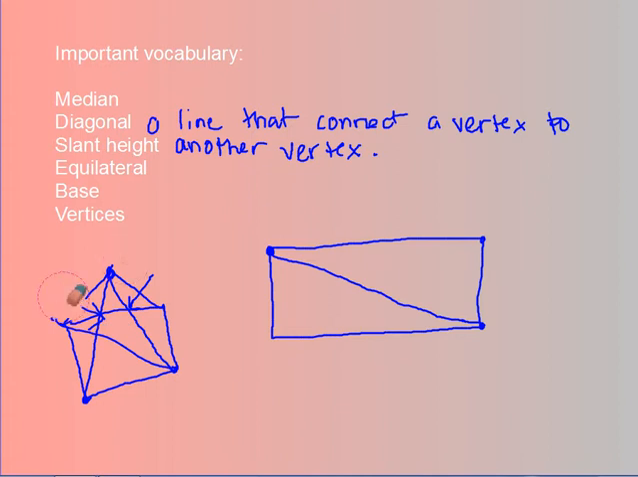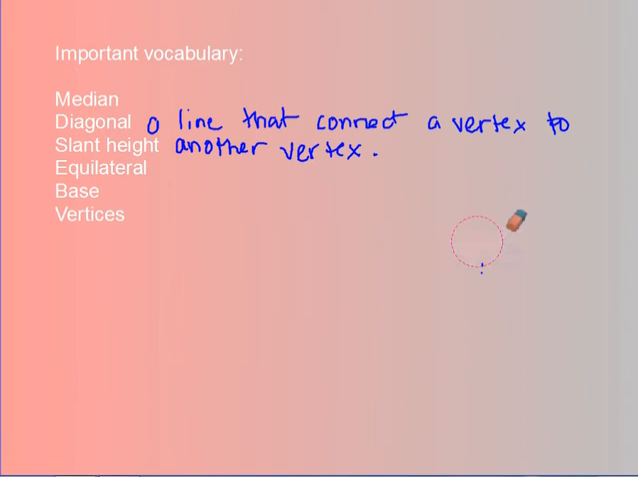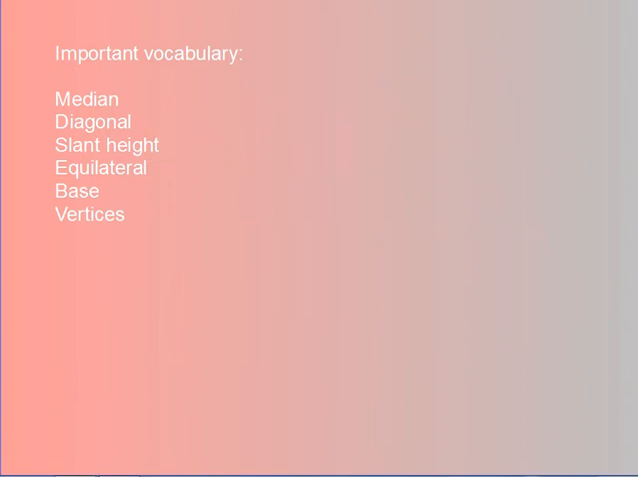So again, if you didn't get that down, you can pause and get it written down because I'm going to erase. All right, the next one is a slant height. A slant height is a height on a triangle or a trapezoid. It's not the real height, okay?